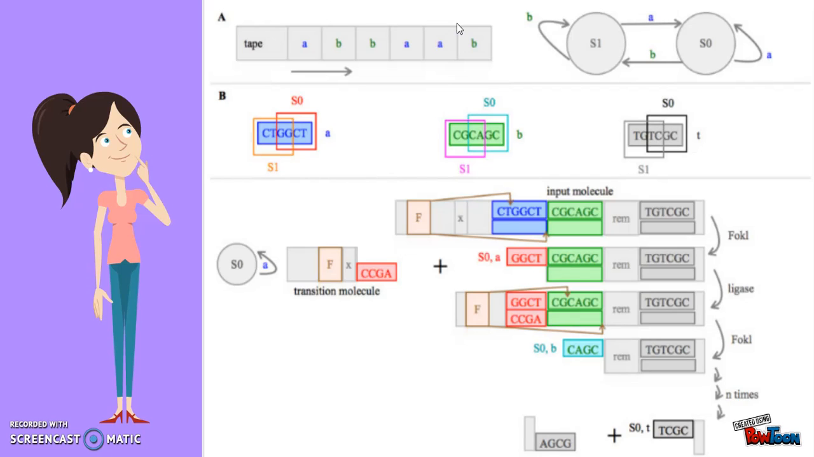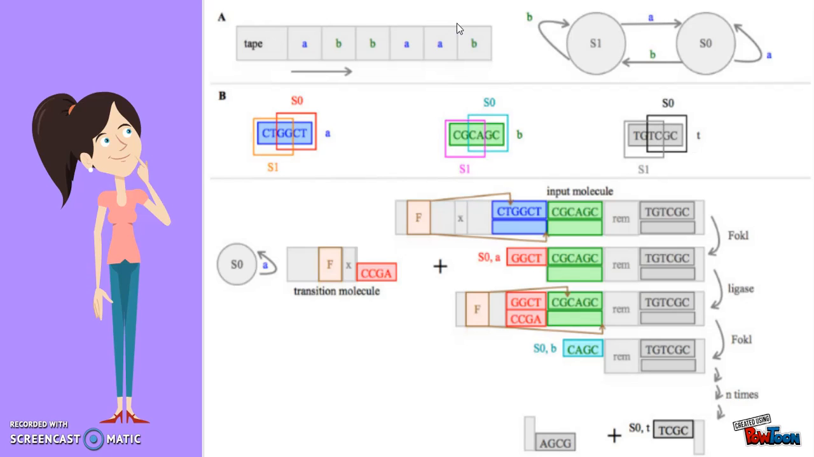FokI is a restriction endonuclease which can bind to F. It cleaves the DNA on the sense strand 9 nucleotides downstream and the antisense strand 13 nucleotides upstream of the nearest nucleotide of the recognition site. Thus, the spacer X defines where FokI is cutting, and the cleavage in the input molecule results in the first intermediate state S0, 5' overhang.